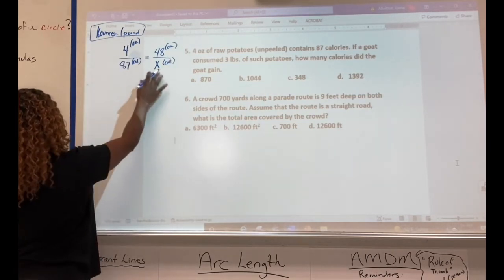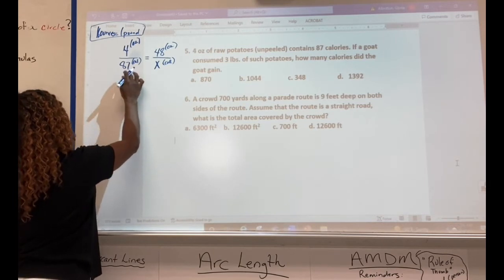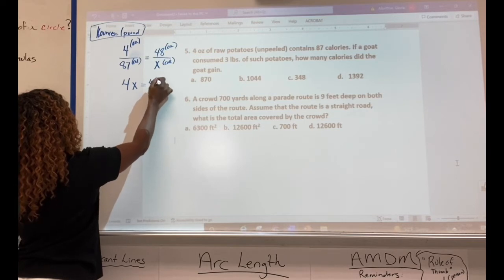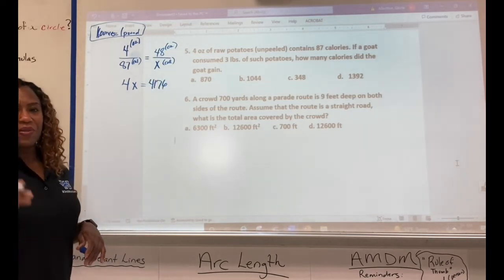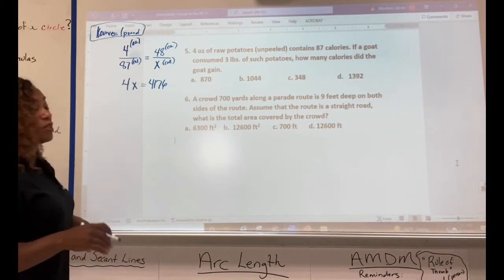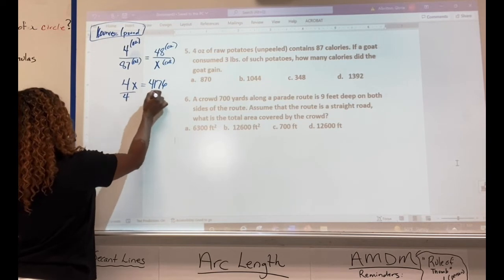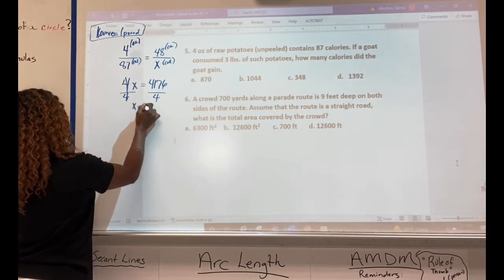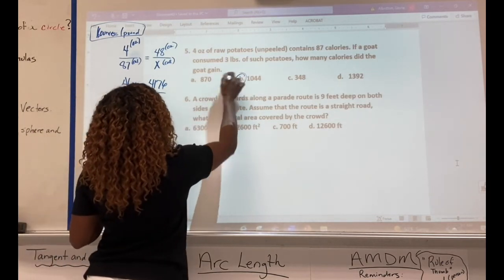Let's go ahead and cross multiply. We get 4 times x is 4x, and 87 times 48 is 4,176. Okay, I already did the math a little earlier. So now let's go ahead and solve for x. Let's divide both sides by 4. And then x is going to equal 1,044. So that is B.